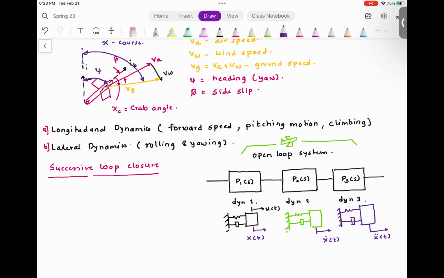It translates to the denominator of the transfer function remaining the same, but the numerator of the transfer function would be different. What that means is, can someone tell me the very definition of transfer function? Transfer function is nothing but Laplace transform of output divided by Laplace transform of input.